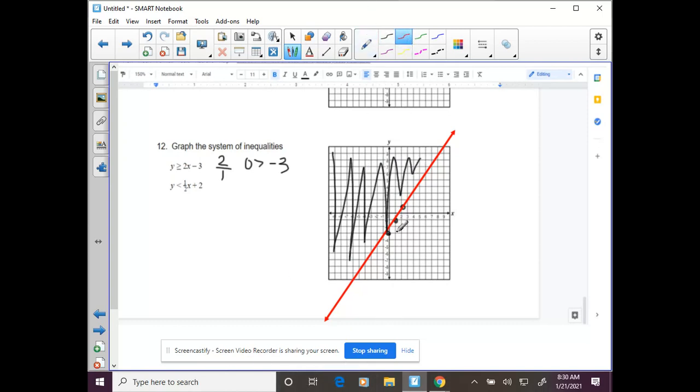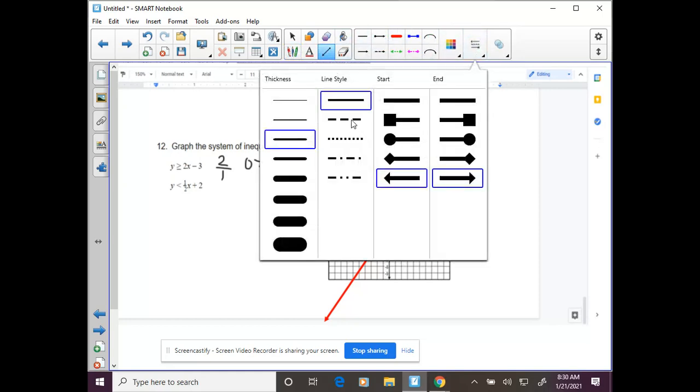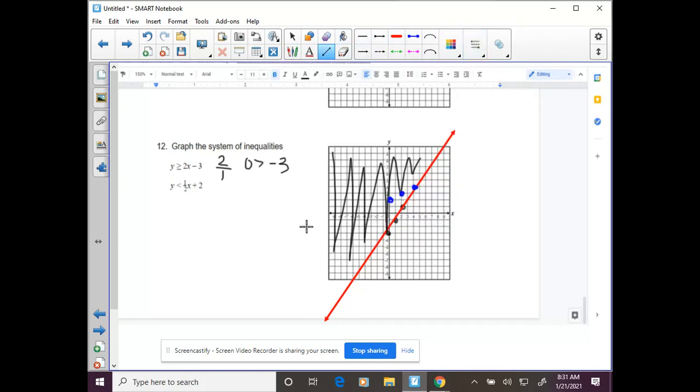From there, now I have to graph my second equation or inequality. I'm going to make a point at +2, which is right here. My slope is 1/2. That means I go up 1, right 2. Up 1, right 2. It is a less than sign, so that means my line would be dotted, going through the blue points.